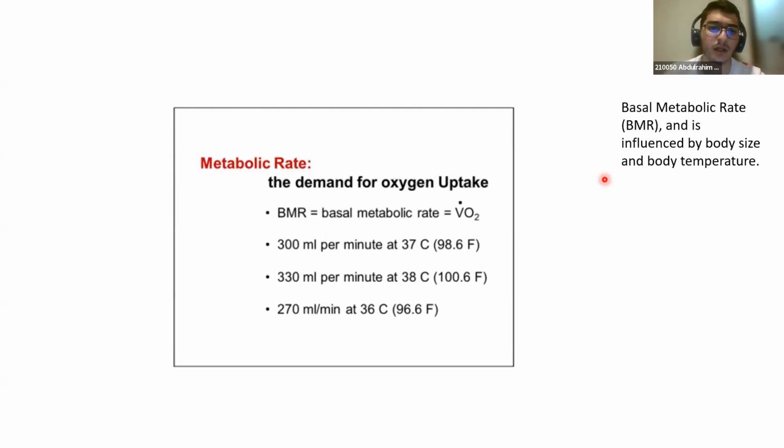The basal metabolic rate is the demand for oxygen uptake. Mainly from this slide, I want you to know that when you increase the temperature by 1 degree Celsius, there is a 10% increase in the metabolic rate. So 10% of 300 is 30, and 30 plus 300 is 330. However, when you decrease the temperature by 1 degree, there's also a 10% decrease. Therefore, when they are doing organ transplantation, they decrease the temperature of the organ to the minimum possible to decrease its metabolic rate and elongate its life.